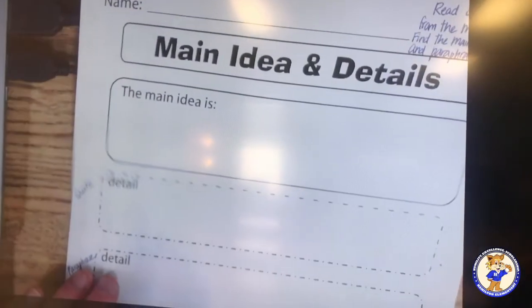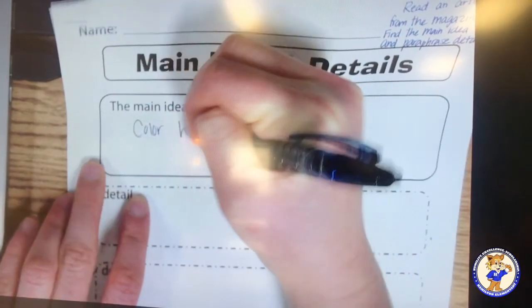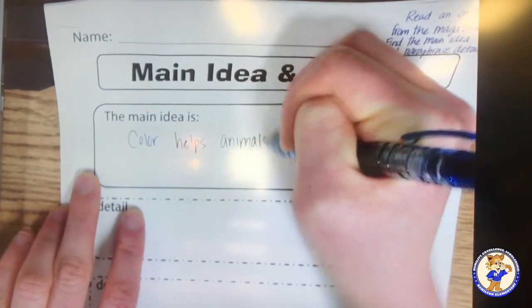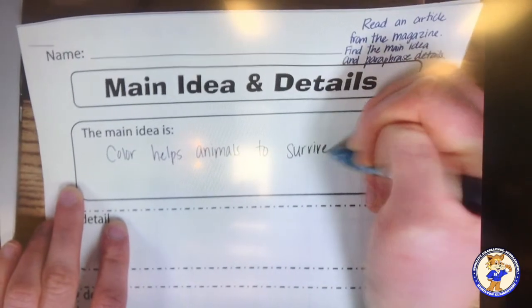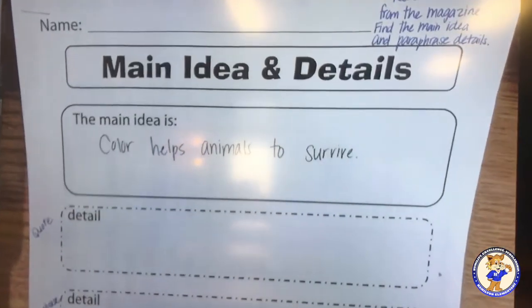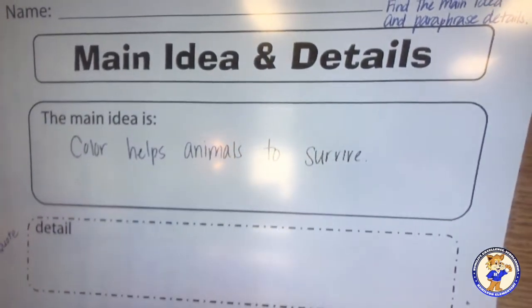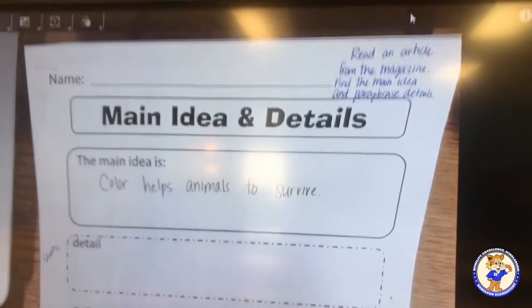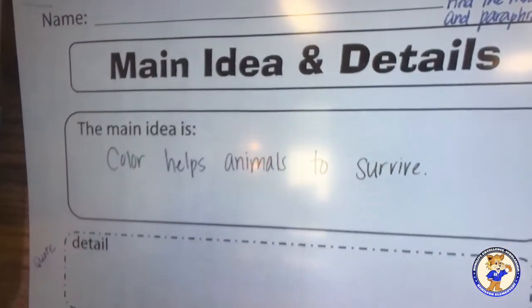So I'm gonna put in my main idea box, color helps animals to survive. That is the most important point the author of this article wanted me to understand. So you need to be thinking about what is the most important point the author of your article wanted you to understand. Now I've got some details, and I can add details in a couple ways.